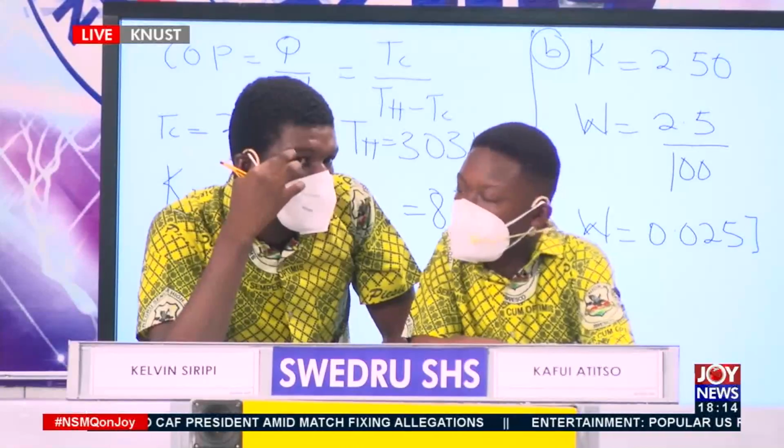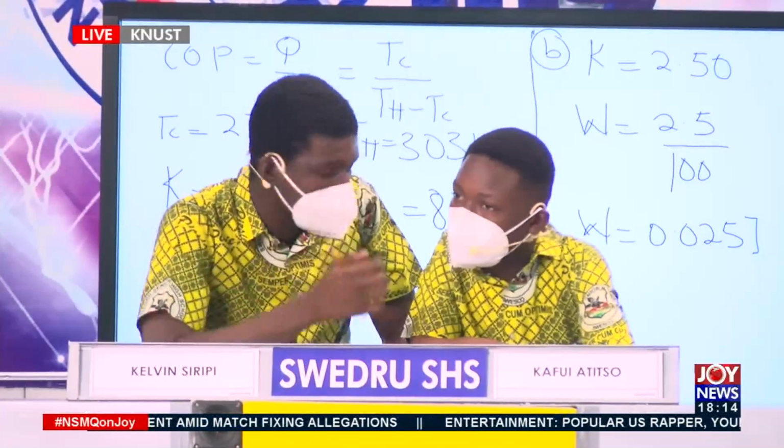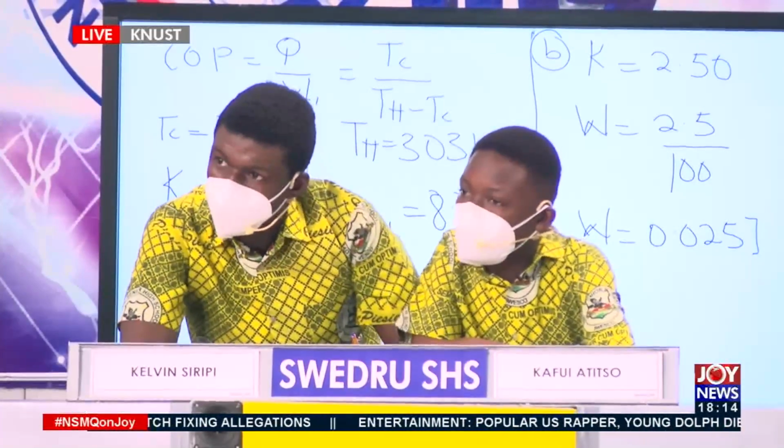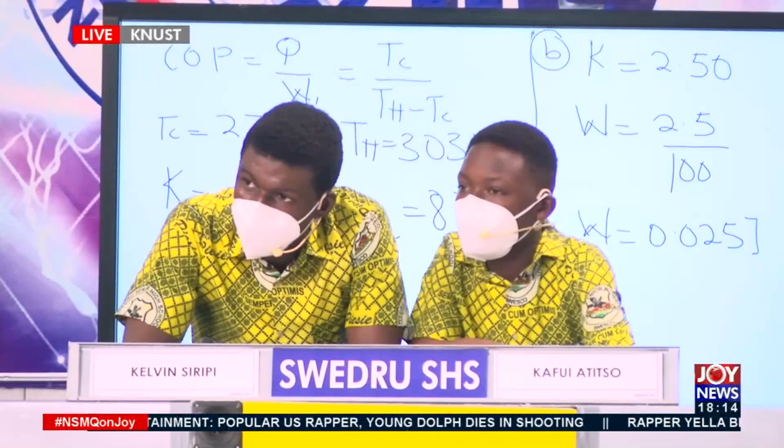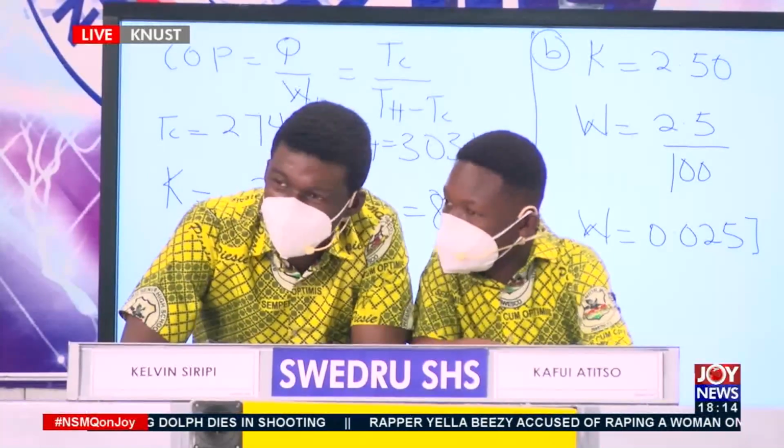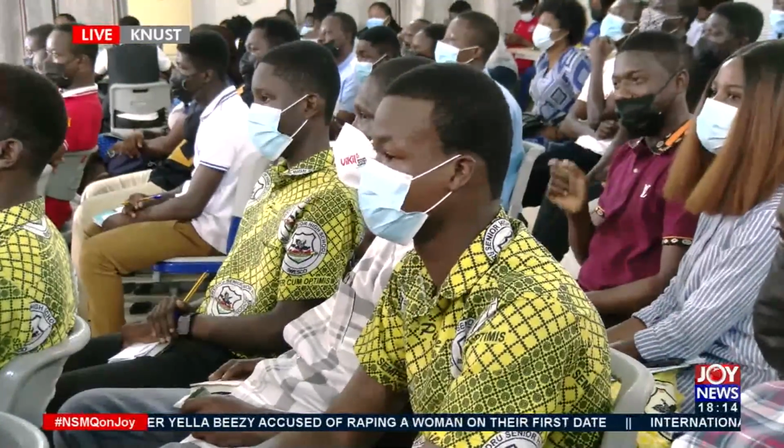Swedru Senior High School. They set up the first one correctly. The equation is right. The numbers are fine. They decided to use Kelvin because they have a Kelvin at their table, so they must work everything in Kelvin. Unfortunately, the final answer is not right, and so they lose a point there.